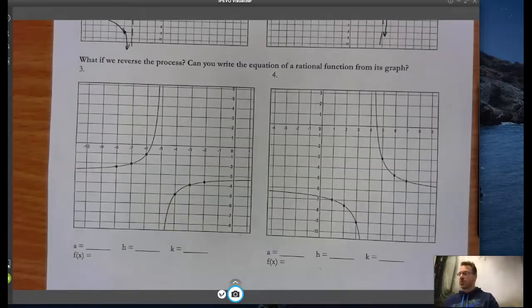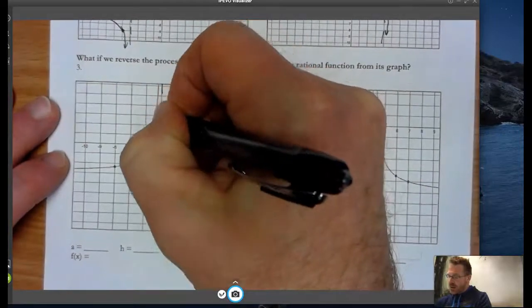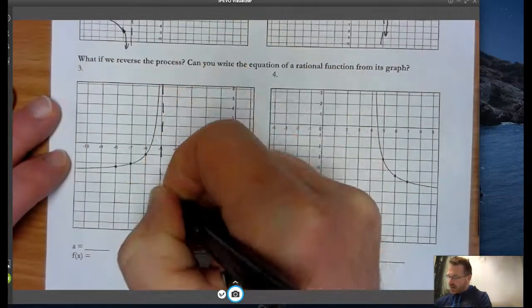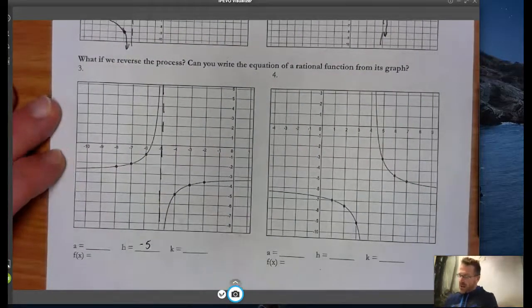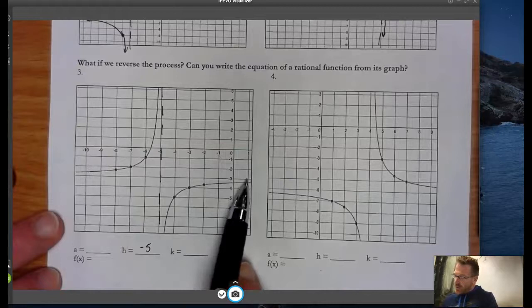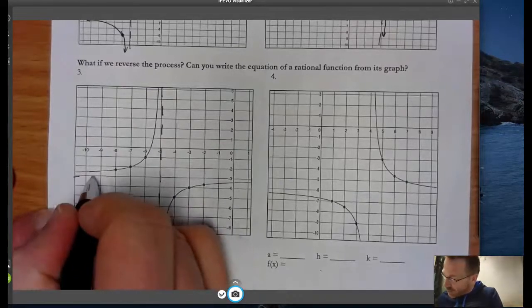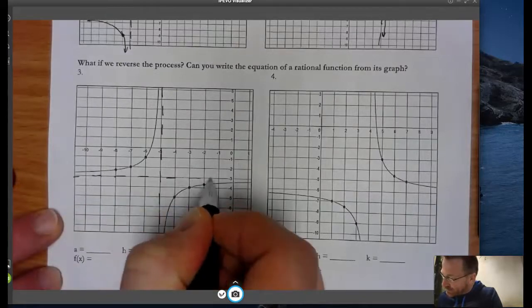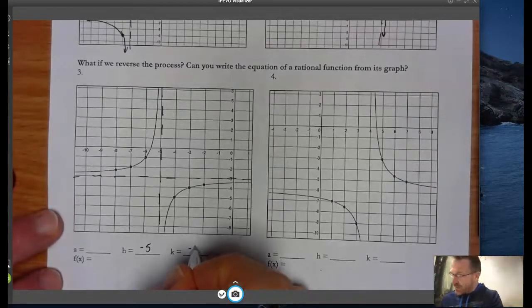So when I look at number 3, hopefully you can see that we have the vertical asymptote here at -5. So there's my h value. That's -5. And then when I look, it looks like my horizontal asymptote is at -3. So I can draw that in, and I would advise you to draw that in. It's going to help you visualize it and see if you're off by 1, or if the graph crosses that. It should not in this case. You can see all those things by drawing it in. And so we get -3 here.